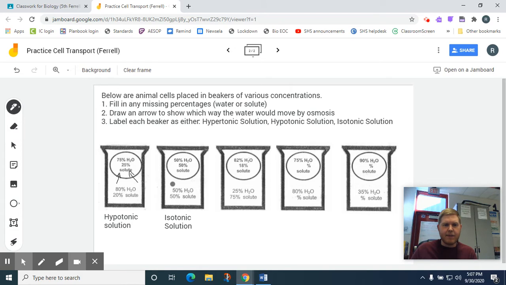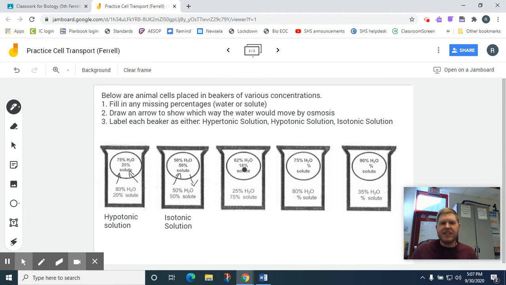So the same idea is happening here. Well, the cell's not getting bigger, but water is moving. So the same amount of water going in is the same amount of water going out. So it's kind of like in math, if you add +1 and -1, it evens out to 0. So same kind of thing. We have one arrow going in, one arrow going out. Well, that means the cell's not getting bigger or smaller. It's staying the same.